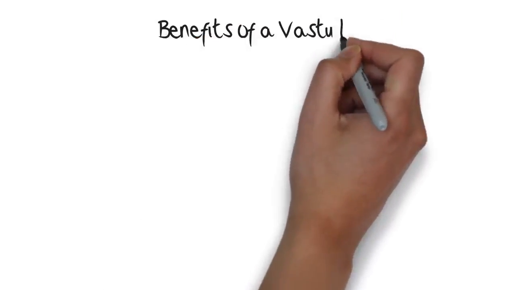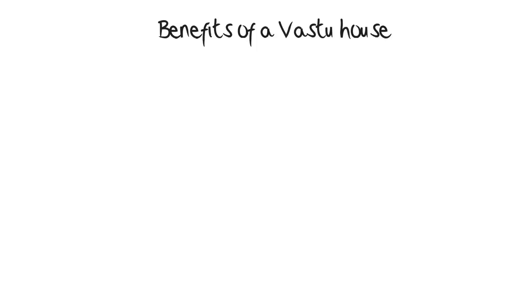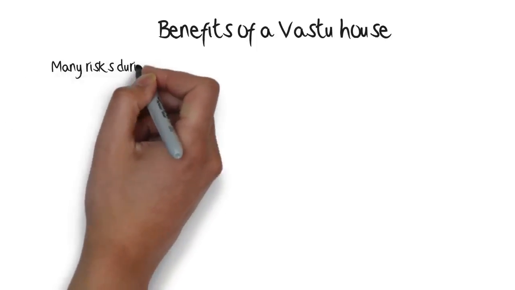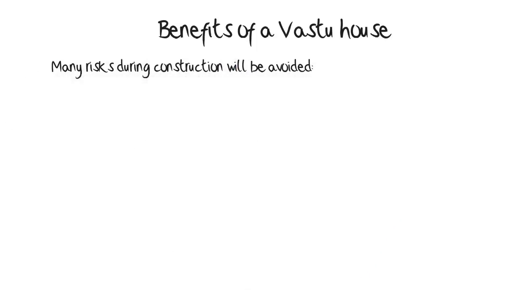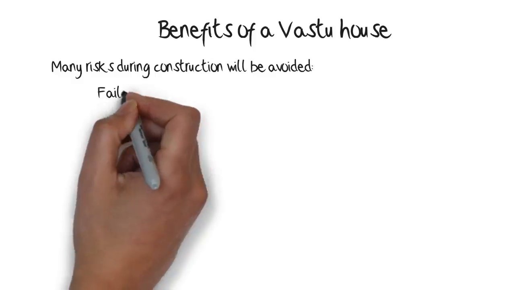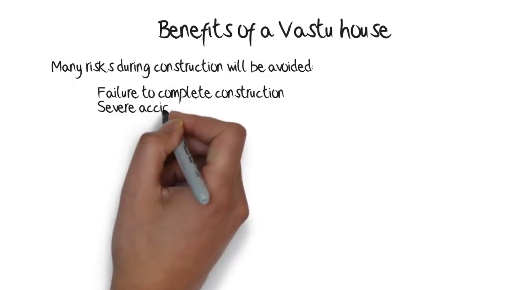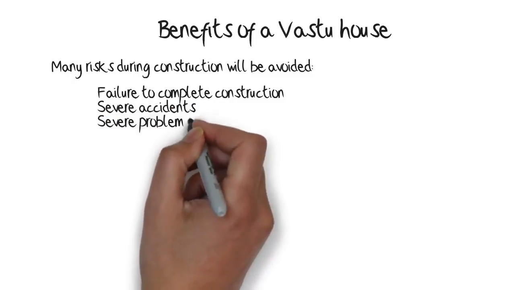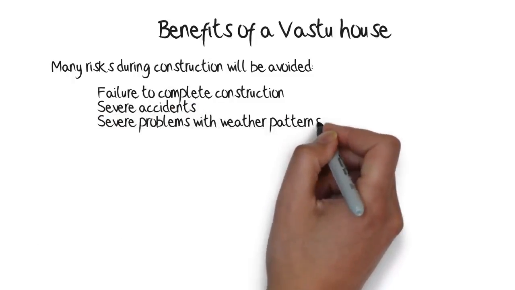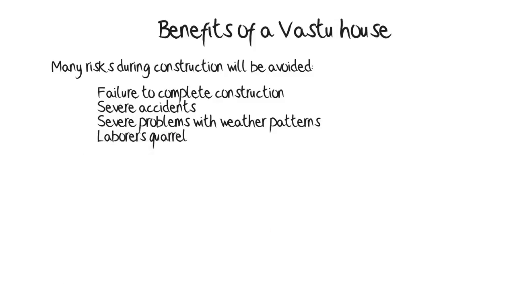What are the benefits of a Vastu house? There are many risks that even during construction will be avoided. For example, failure to complete construction, severe accidents, severe problems with weather, and laborers quarreling.